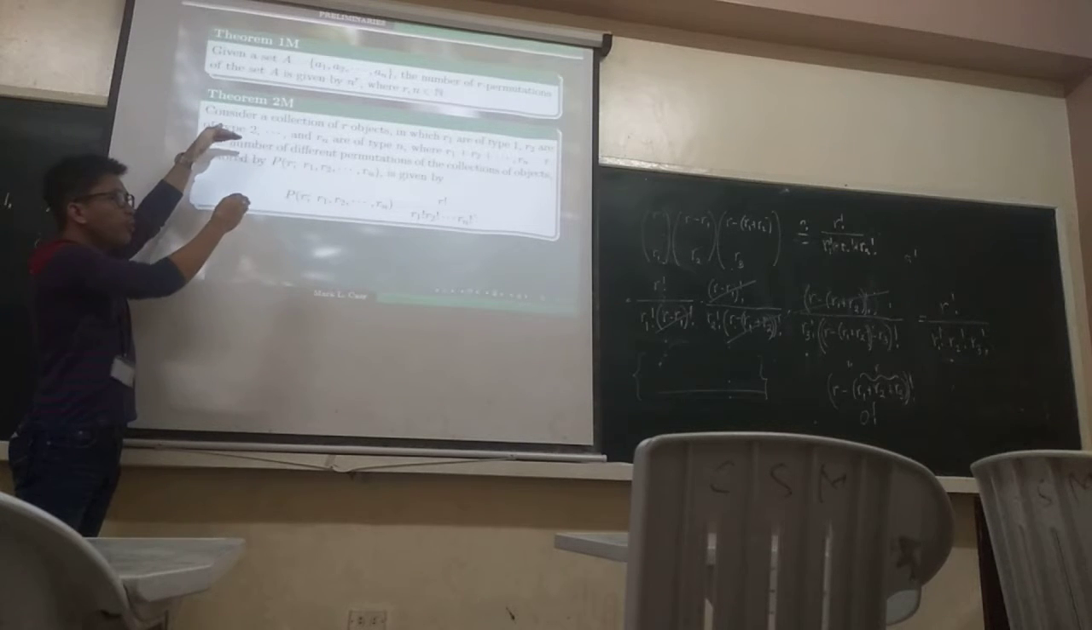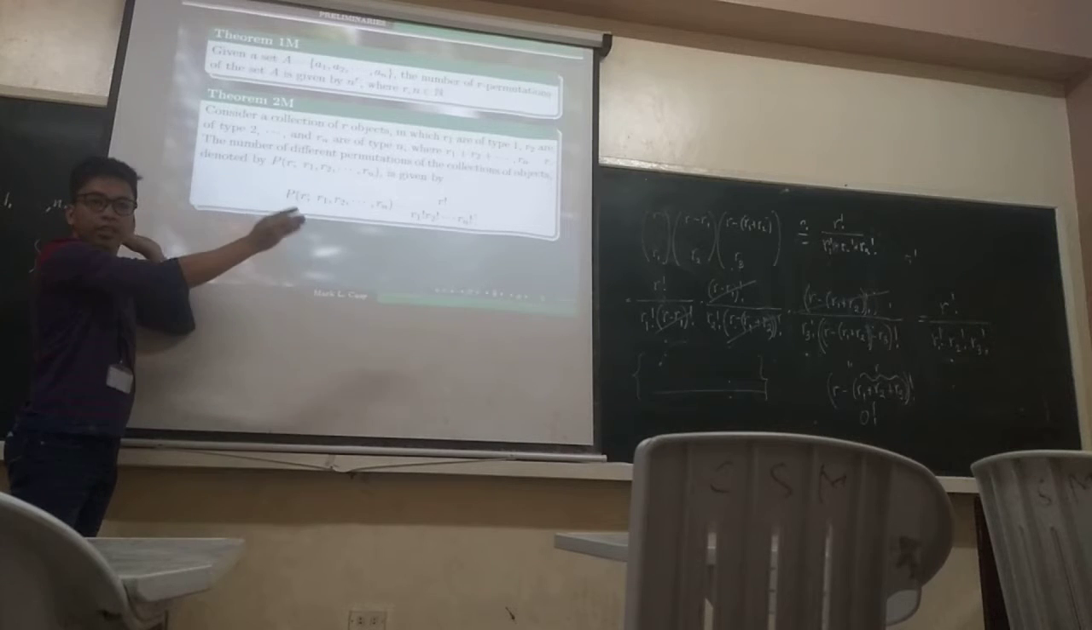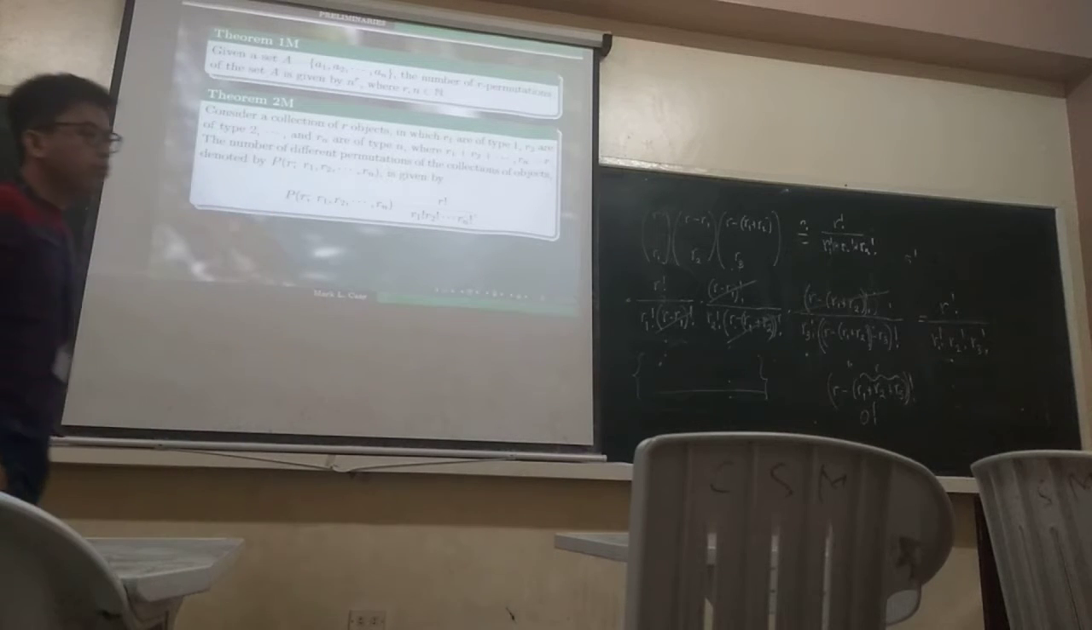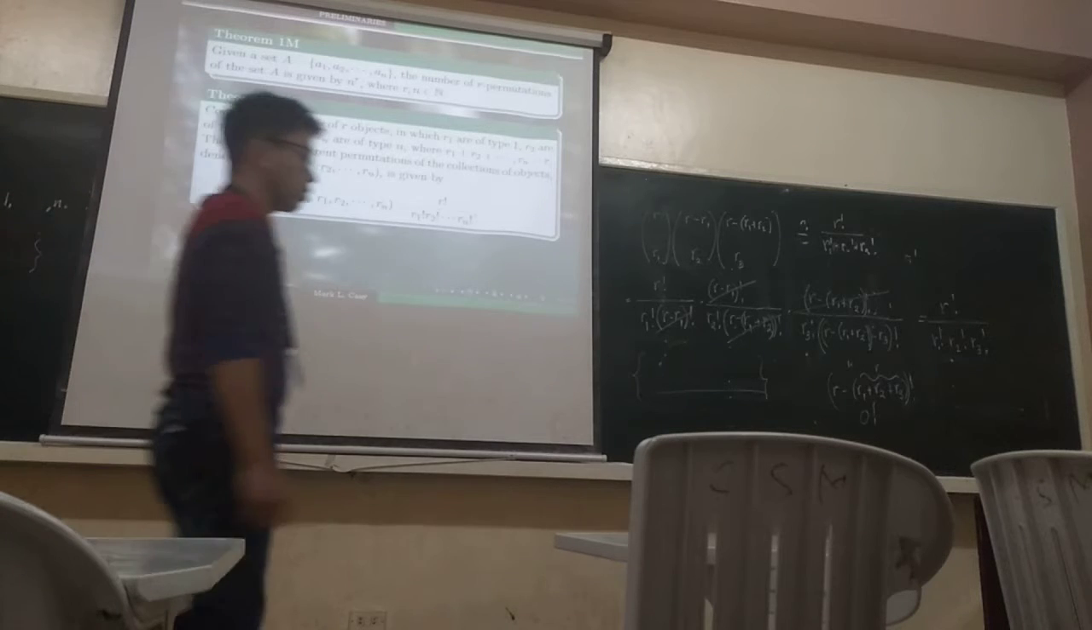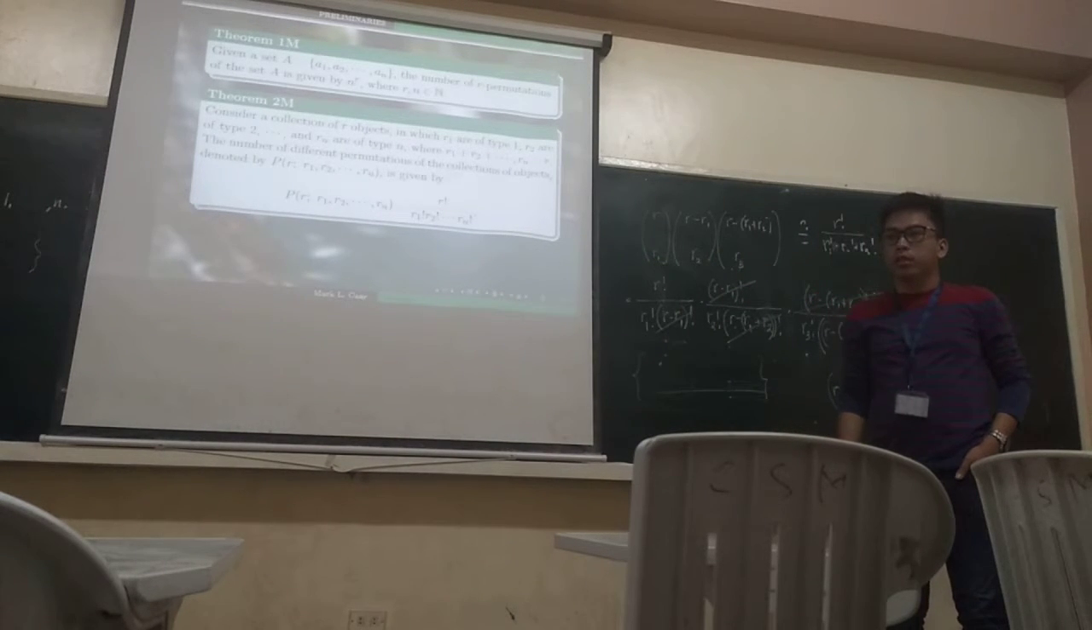This theorem also holds even if you are given an infinite set. The results are more general, provided that you regroup them. Even if it is infinite, you regroup them and then apply the previous theorem.